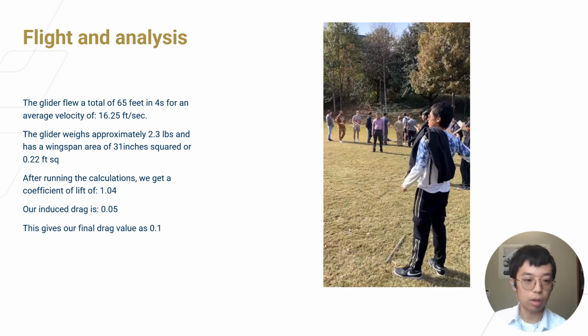My glider flew a total of 65 feet in roughly 4 seconds for an average velocity of 16.25 feet per second. The glider weighs approximately 2.3 pounds and has a wing area of 31 inches squared. After running all the calculations, the coefficient of lift, induced drag, and final drag are listed.